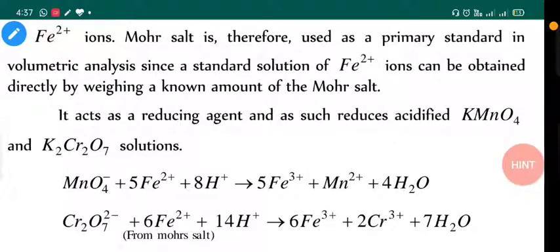It acts as a reducing agent and as such reduces acidified KMnO4 and K2Cr2O7 solutions. Now both K2Cr2O7 and KMnO4 are strong oxidizing agents, so obviously they will undergo reduction and Fe2+ containing compounds will oxidize. MnO4- plus 5 Fe2+ with 8 H+ gives 5 Fe3+, Mn2+ and 4 H2O, and Cr2O7 2- with 6 Fe2+ with 14 H+ gives 6 Fe3+, 2 Cr3+ and 7 H2O. Now both of the Fe2+ can be obtained from Mohr salt.